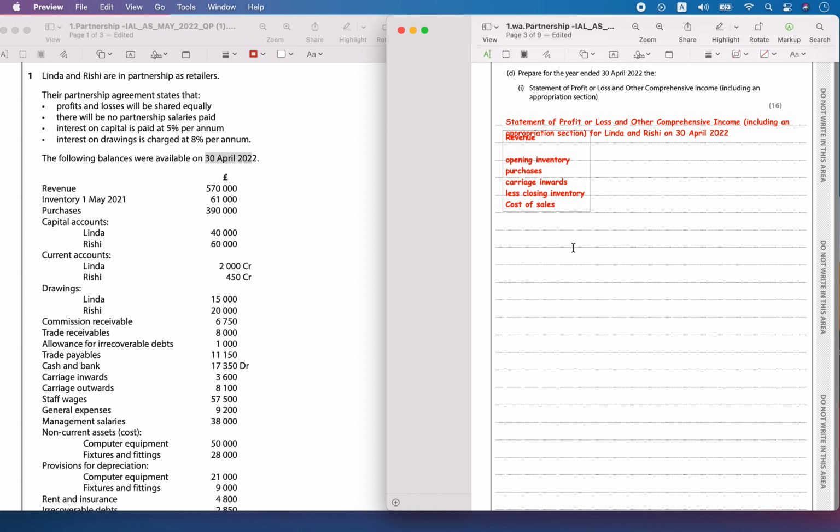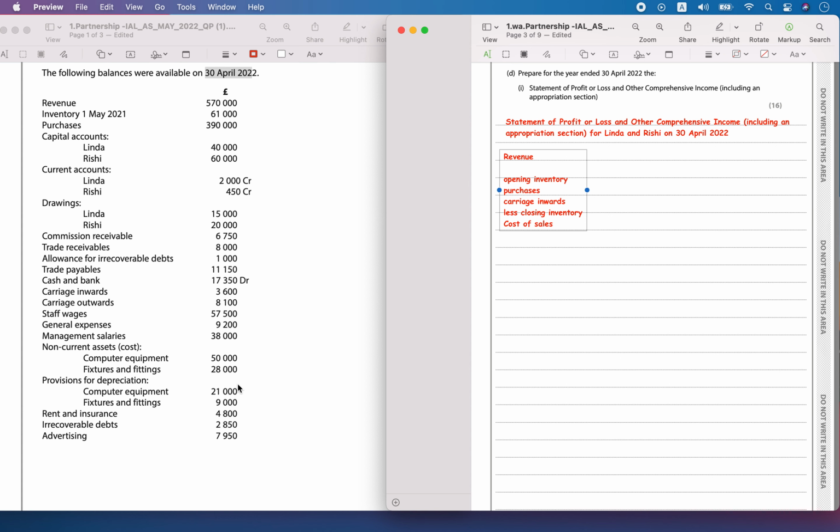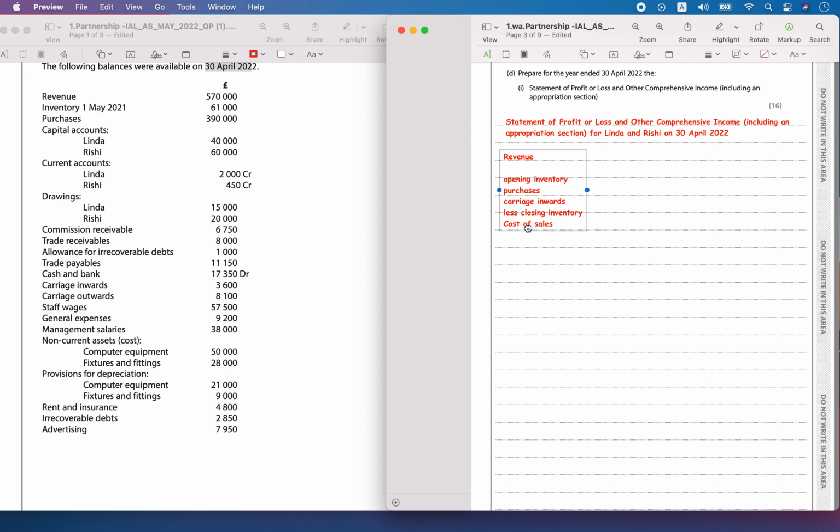So carriage inwards is the money that is paid for purchasing inventory by the business. So we have to add it to the purchases cost. So purchases plus carriage inwards is the total purchases, and that will give you the cost of sales. After finding the cost of sales, we have to find the gross profit.